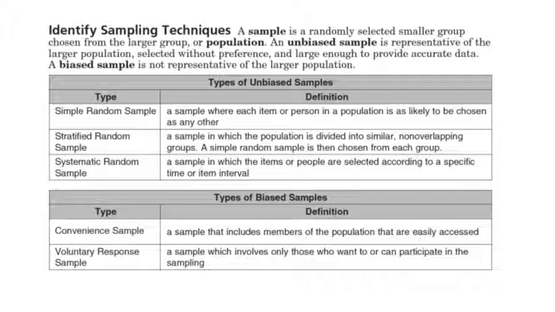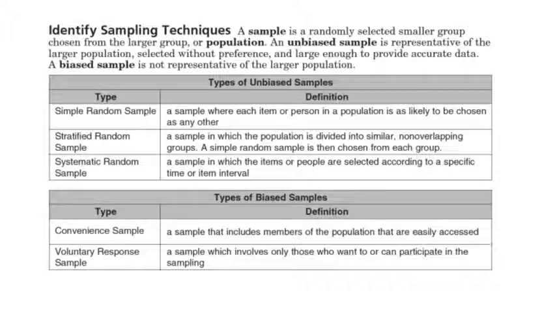Voluntary response sample. It's a sample which involves only those who want to or can participate in the sampling. So let's say I send out a survey to all high school students, and then I'll just use the ones who send it back.